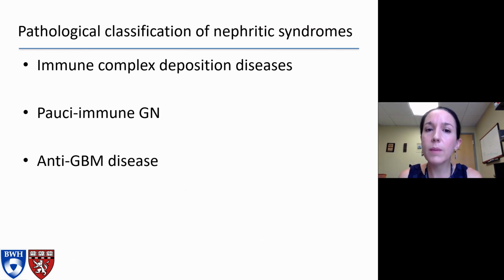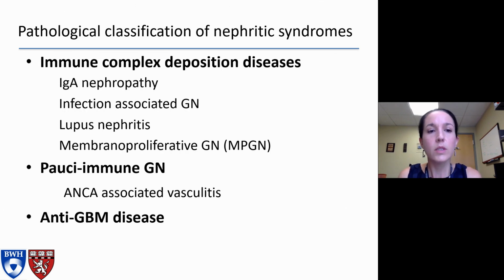Okay, so to think about the nephritic syndromes, because there's a large range of them and they're more complex. Broadly, we like to divide them into the immune complex deposition diseases, post-immune GN, and anti-GBM disease. This is a pathological way of thinking about them, what you see on the biopsy. So under the immune complex deposition diseases, you have IgA nephropathy, all of the infection-associated glomerular diseases, things like lupus nephritis, and membranoproliferative GN. Membranoproliferative GN obviously brings in a huge number of conditions, and this is simply a pattern of injury that you see on biopsy rather than a diagnosis.